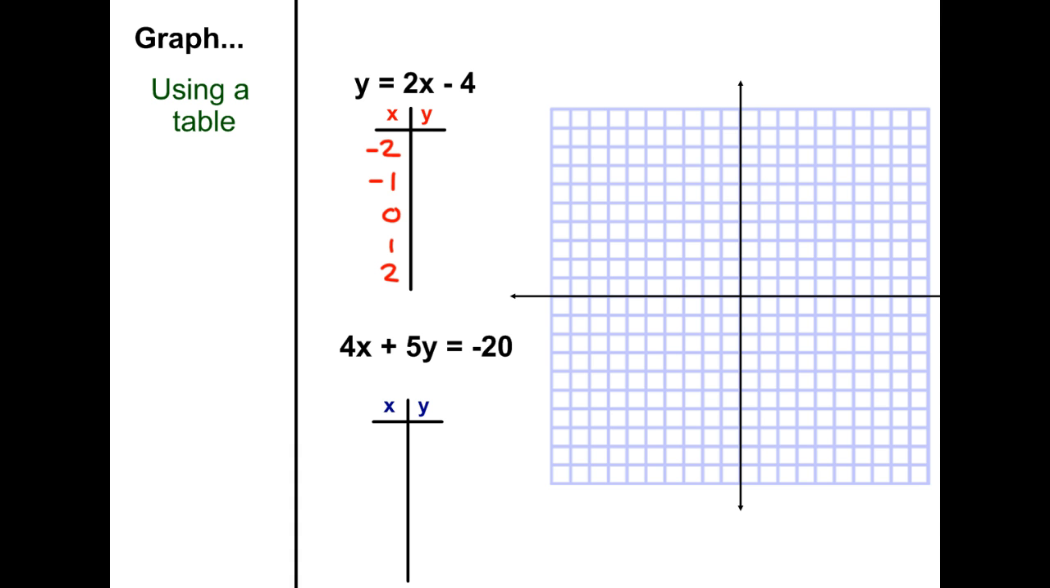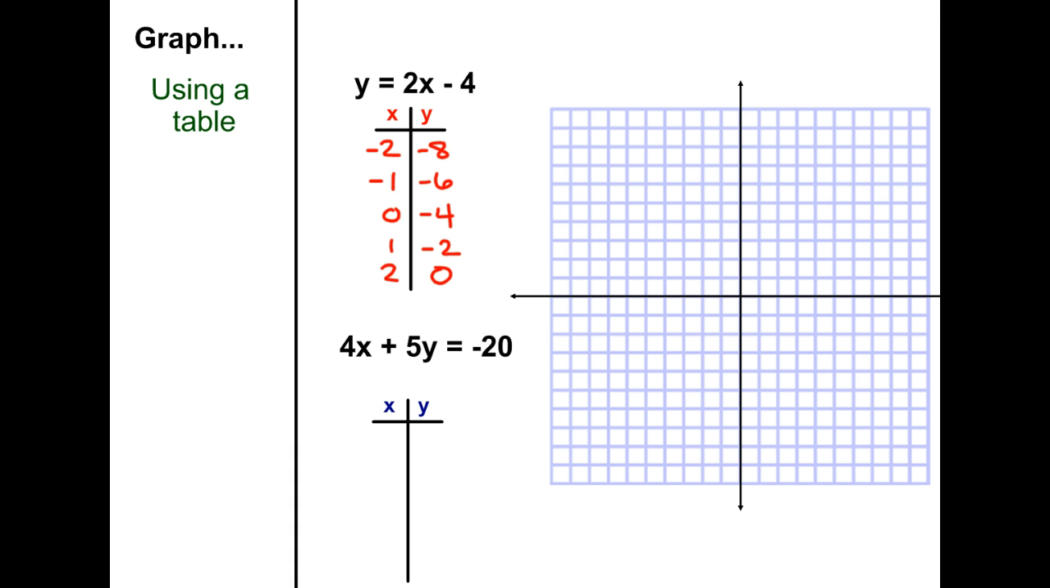So negative 2 in for x. Negative 2 times 2 is negative 4, minus 4 is negative 8. Do the same thing with negative 1. Negative 1 times 2 is negative 2, minus 4 is negative 6. 0 times 2 is 0, minus 4 is negative 4. 1 times 2 is 2, minus 4 is negative 2. 2 times 2 is 4, minus 4 is 0.